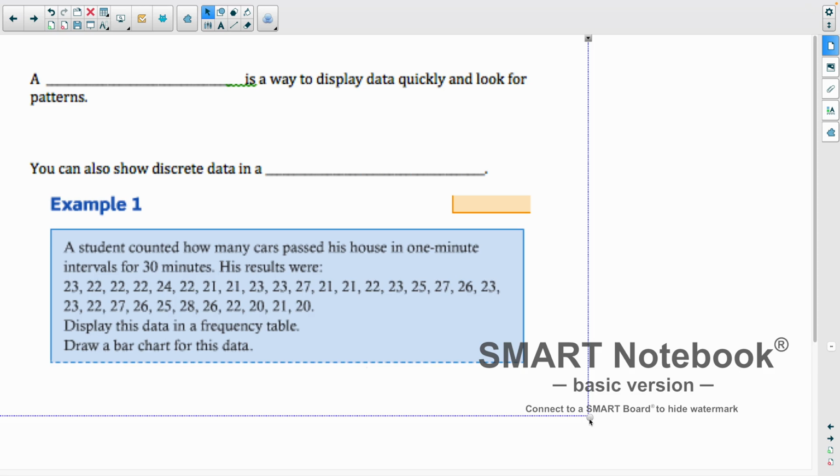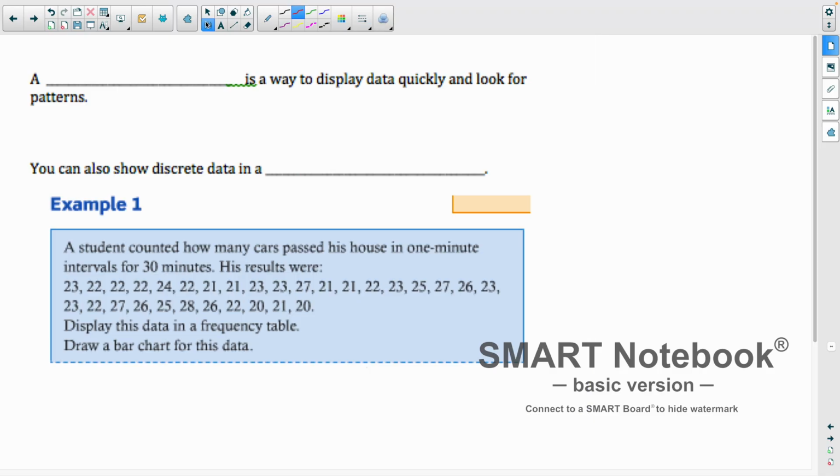Now, when you look at all this data, do you like just looking at the data like that? It's not very organized. It's not very effective. I don't really like the way that it looks. Okay? So we're going to probably put it in a table. That would be good. All right? And so I'm going to put this in a frequency table.